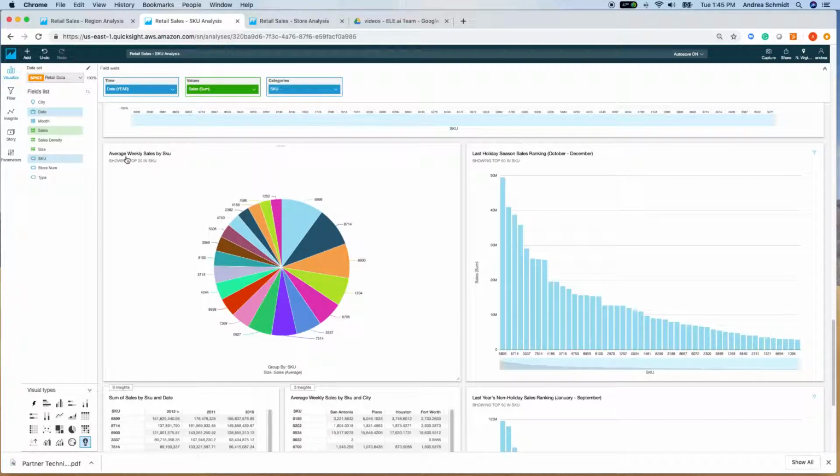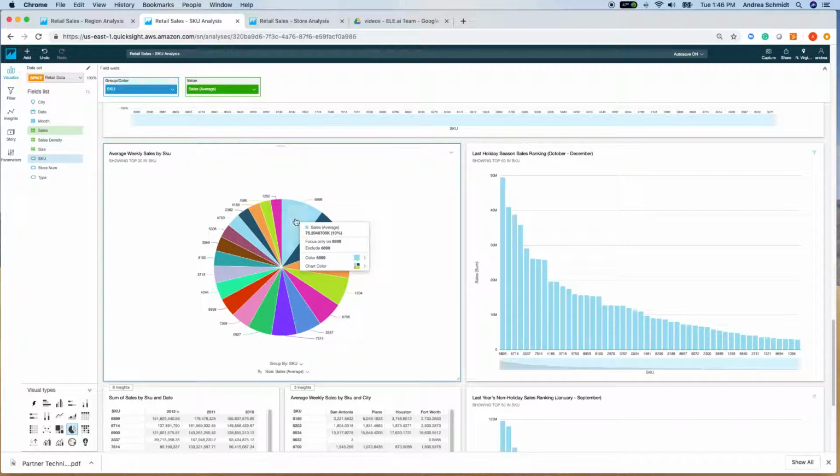Here's a pie chart, average weekly sales by SKU. So this is showing the 6899 SKU accounts for every week 10% of your sales, and then another 9% here. So you have almost 20% of your weekly revenue coming from 2 items. This is almost like a quarter. So a quarter of your sales come from 3 SKUs. And you would see these 1, 2, 3, 4, 5, 6, 7 SKUs account for 50% of your weekly sales.